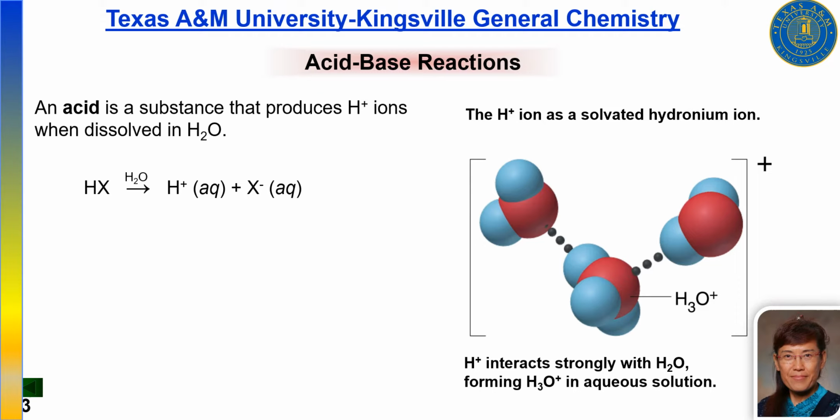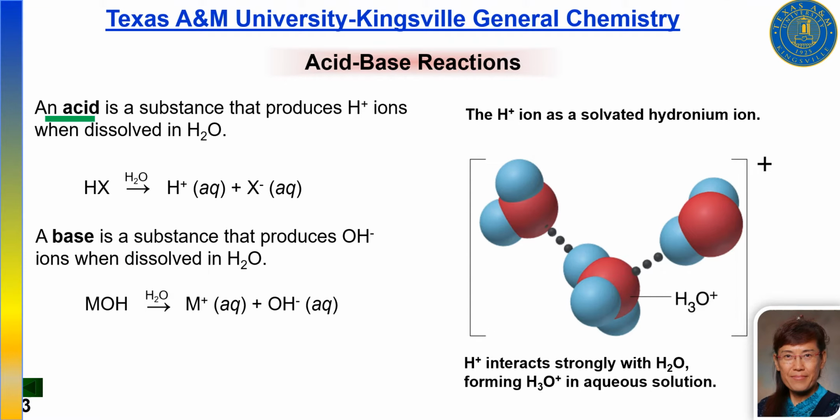In order to understand the acid-base reaction, we need to know what is the acid and what is the base. In terms of the acid and the base, you have 2 types of acid. One is called weak acid, another one called strong acid. In terms of the base, also you have weak base and strong base. For an acid, the definition is the acid is a substance that produces proton ions.